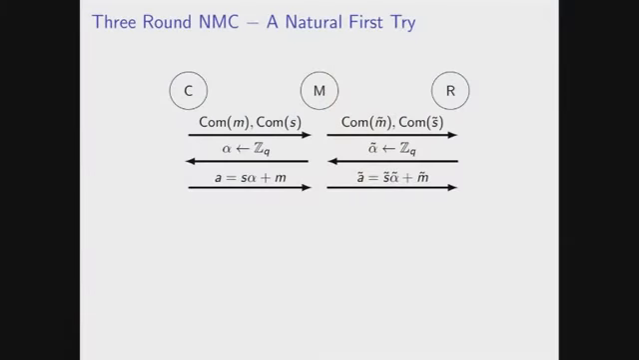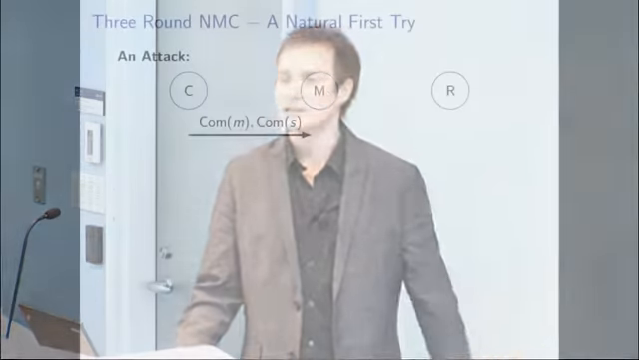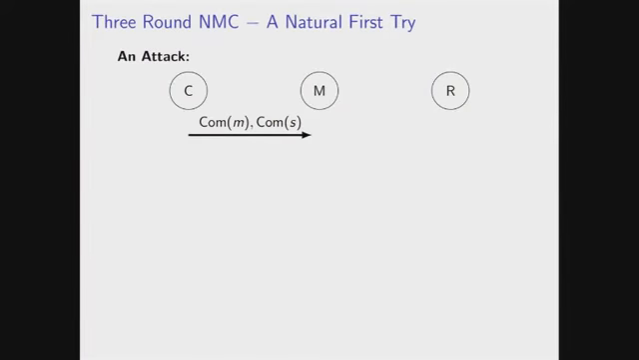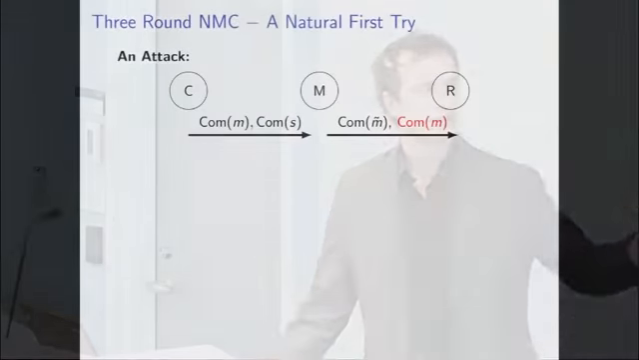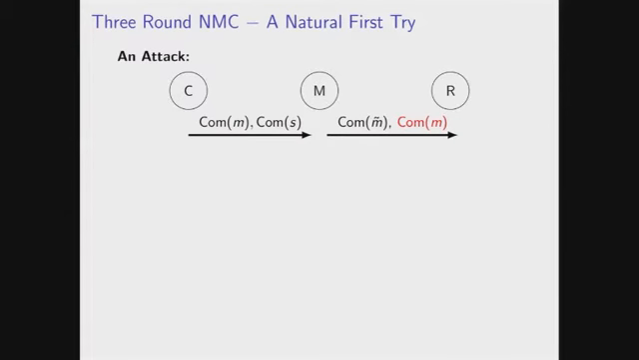So I want to show you an attack. This was the starting point for 3-round non-malleable commitment. There's an explicit, very easy attack, and I think it represents a lot of the struggle for 3-round non-malleable commitment. It's a different attack than we saw before. What does the man in the middle do? He receives a commitment to M, a commitment to S, and he produces on the right a commitment to M tilde, and he copies the commitment to M over to where the commitment to S tilde should be.